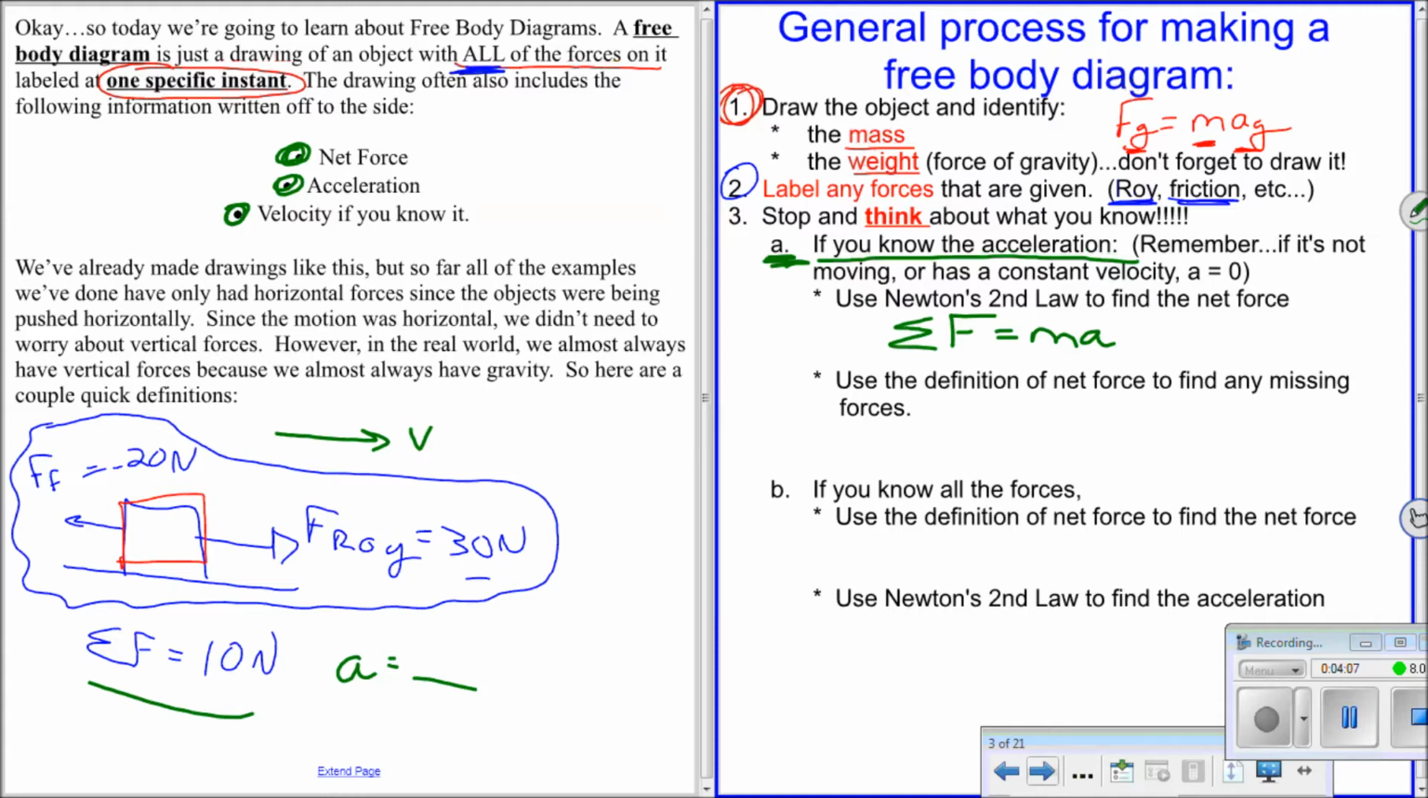Then, usually what will happen is there will be one force that's missing. So what you can do is, now that you know the net force, you can use the definition of net force to find a missing force. All right, so maybe there are 3 forces here, and we know 2 of the 3. So you'd say, oh, well, cool. I know my net force. I know my first force. I know my second force. And I can find that missing force. So here X would be some missing force. Okay, so that's the type of problem you're going to encounter the most.